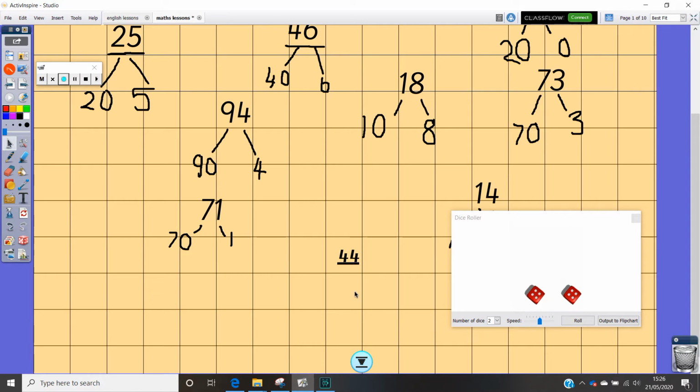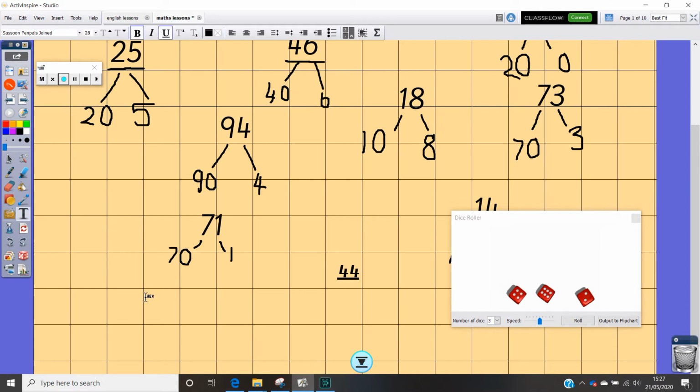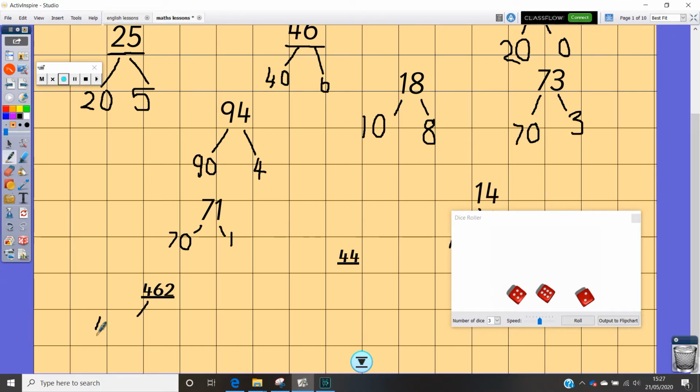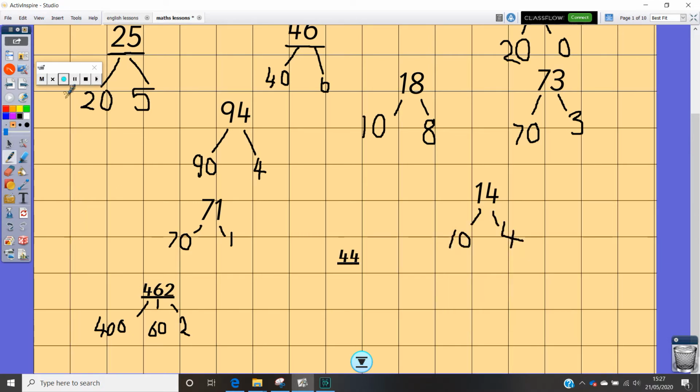If you are in Year 2, you can choose 3 dice. So this time I'm going to roll my 3 dice, and I have ended up with the number 462. In this case, I would need to partition my number into 400, 60, and 2 to show the 3 parts of my number. So have a really good go making your numbers with your dice, and then we will move on later on in the lesson. Well done, everyone.